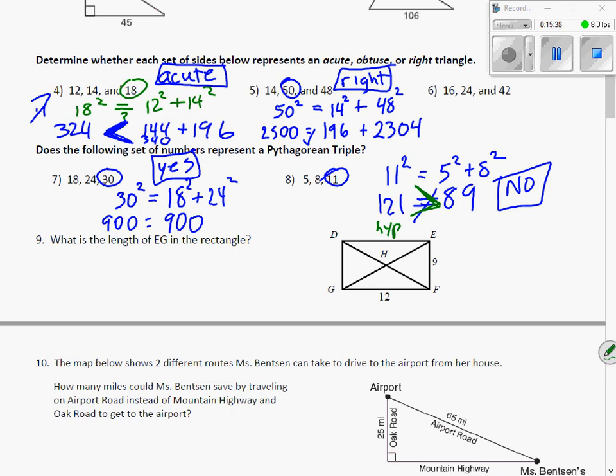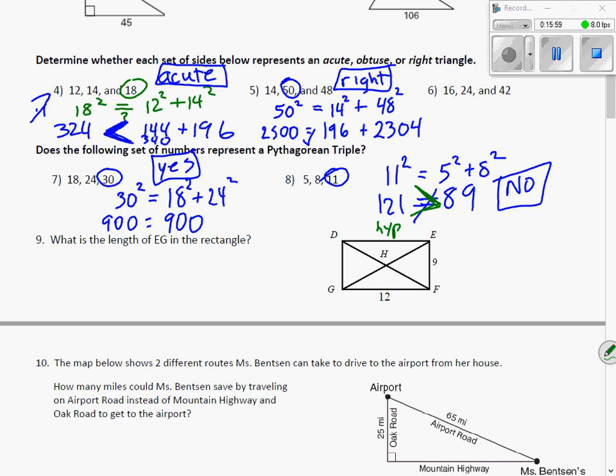What about number 6? Neither. It's not a triangle.